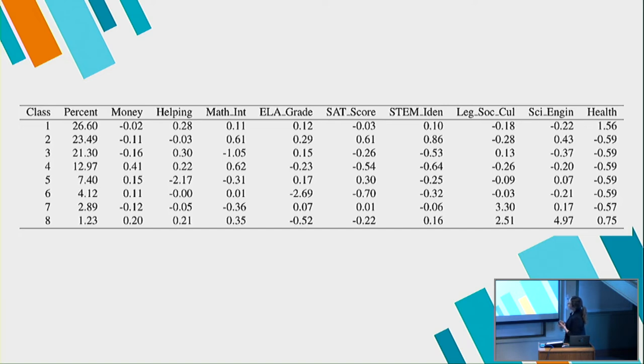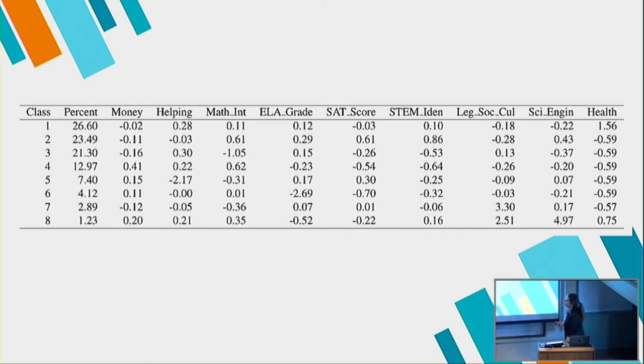Next one down, we've got 24%-ish. And going along here, we see a really high math interest, reasonably high English grade, quite high SAT scores, also quite high STEM identities, and interest in science and engineering. So this could be people who are interested in science and engineering. They're doing quite well on SATs. They're very interested in math. They're not very interested in money or helping people, but that's just all on averages.